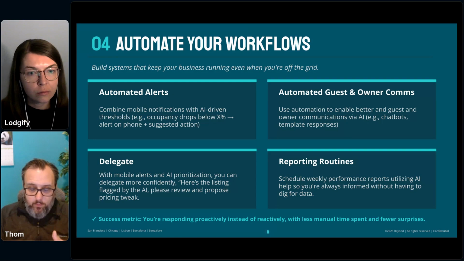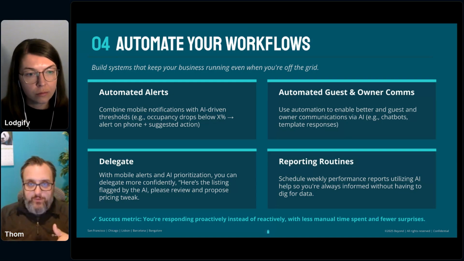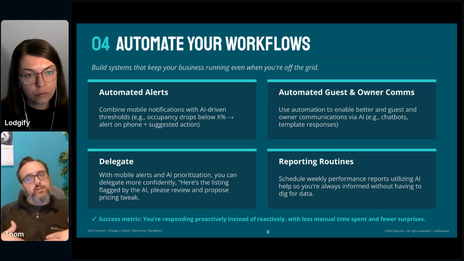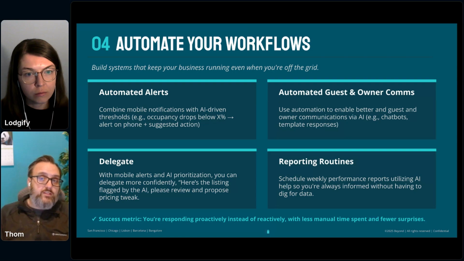Combine your mobile notifications with AI-driven thresholds. Now, as occupancy drops below a certain percentage on a certain listing, you should get an alert on your phone with a suggested action. You don't have to go look for it. It came to you, you have the problem, and you have a potential solution.